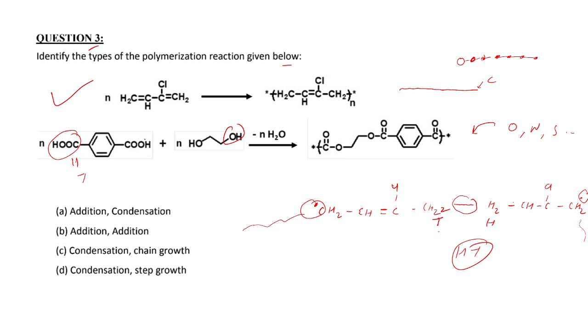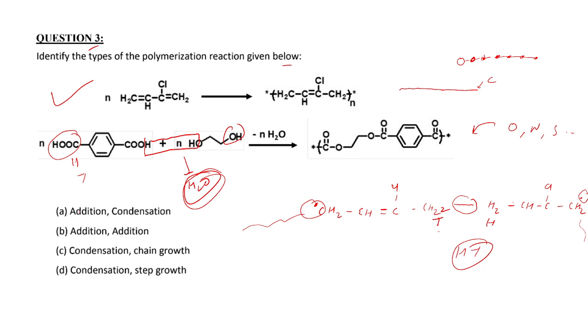They will remove one hydrogen from here and one OH from here. So they will remove water. The water molecule will be removed and the units will be linked. So it will be a condensation reaction. By this explanation of the reaction, it is clear.